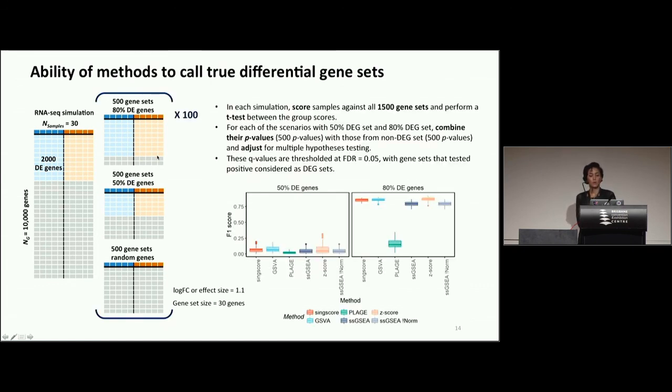And then we repeat this whole process, and in each simulation we score samples against all the gene sets. We again perform a t-test, but this time we calculate the F1 score, which takes into account both precision and recall. What you see here is that for the 50% differentially expressed genes in the gene set, all methods perform pretty poorly, but when we have a stronger signal-to-noise ratio, SINGScore performs as well as GSVA and z-score, whereas it's slightly better than both ssGSEA methods, and it's much better than PLAGE.